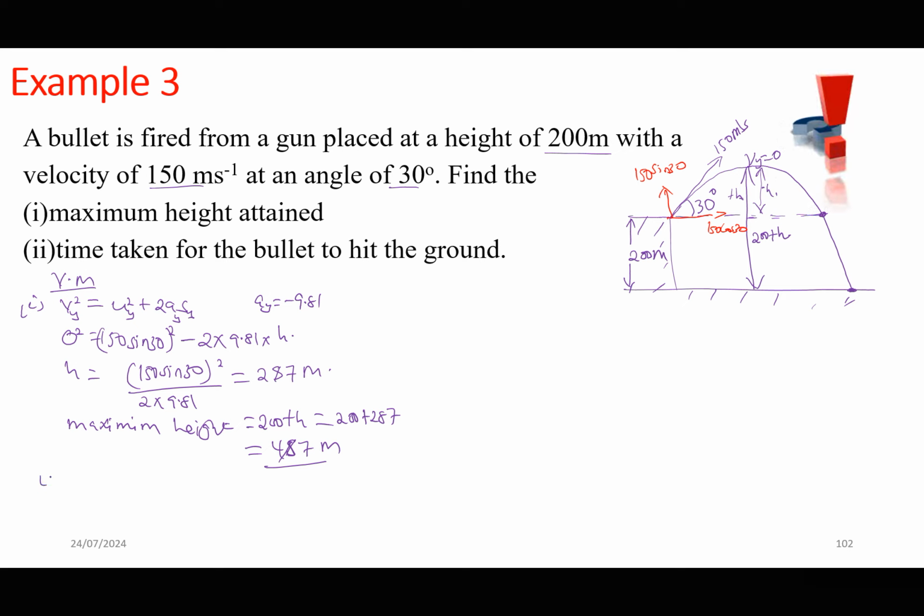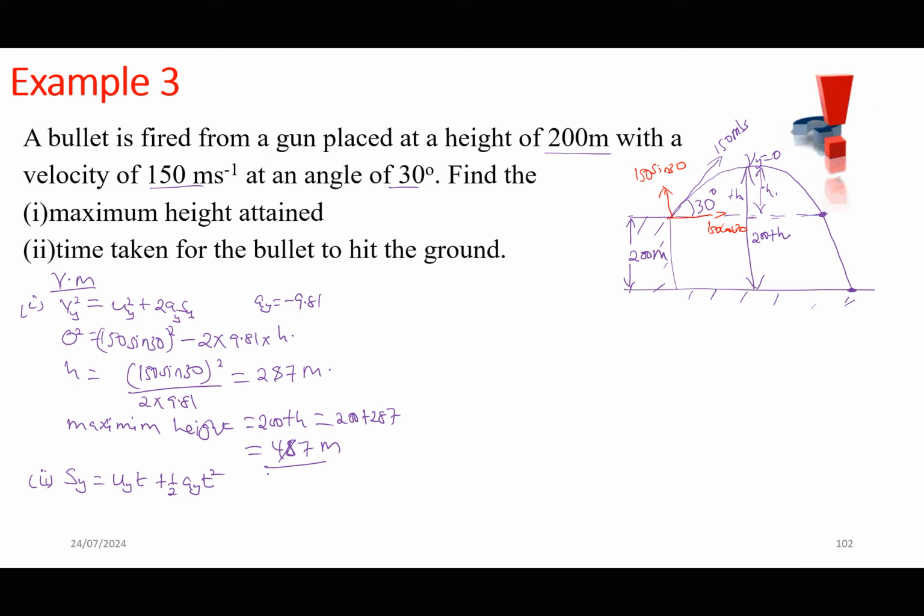So in Roman 2, I'll first consider that condition, and I'll say s in the vertical equals to the initial velocity in the vertical times t plus a half, acceleration in the vertical times t squared.